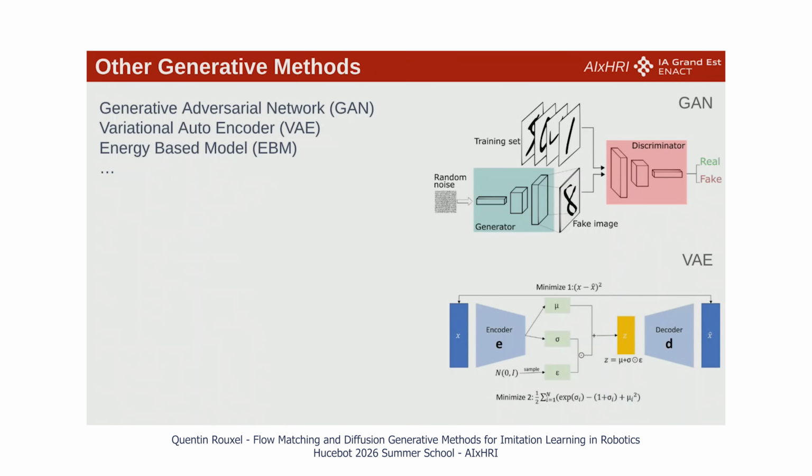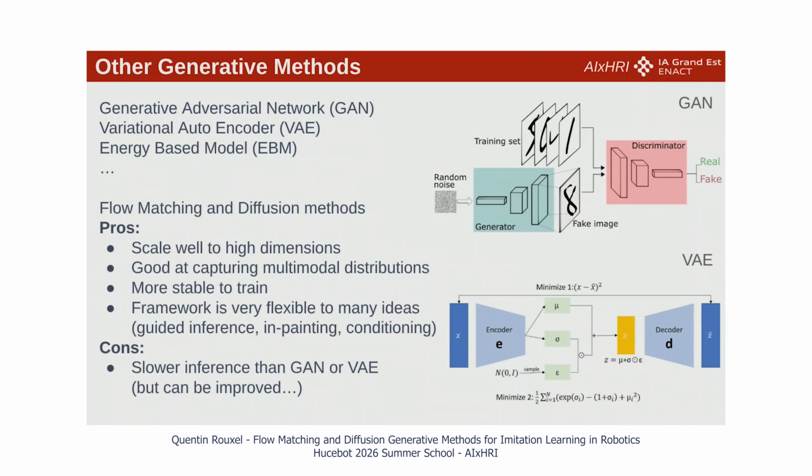The same problem of instability happens with another method called the VAE, variational autoencoder, which has different kinds of ideas. I'm not going into the details, but it has the same issue. There are also other kinds of methods, like energy-based models and others. So the good points of flow matching and diffusion methods are, first, that they scale very well to high-dimensional data, and you've seen that they can generate images, videos, robot actions. Their strong point is that they are good at high-dimensional data, and they are good at capturing complex, multimodal distributions, as I was talking about. And most importantly, they are more stable to train.